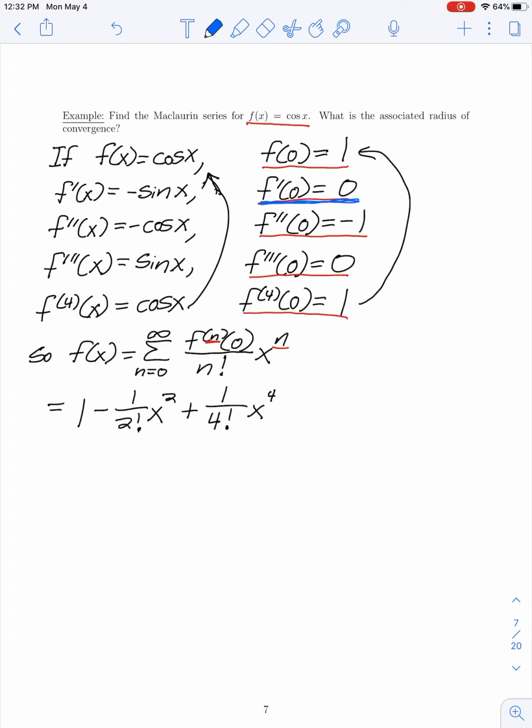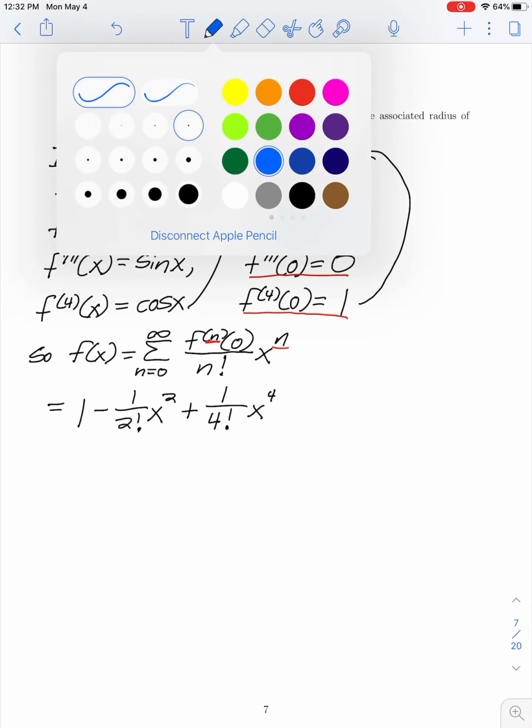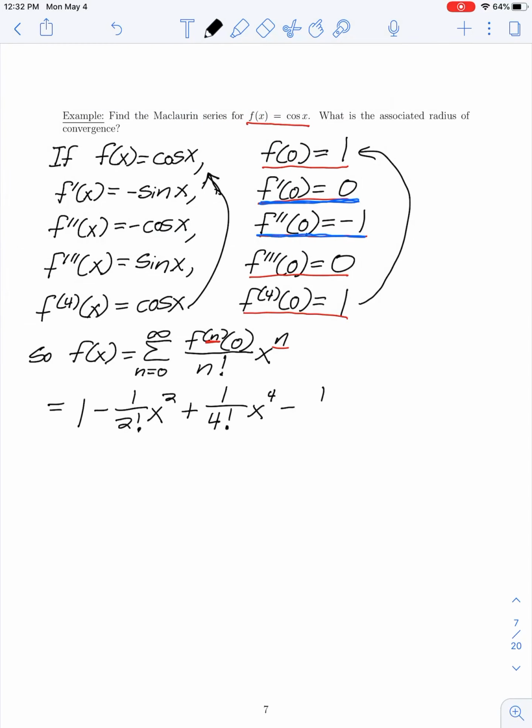And then our x to the 6th term, well, the 6th derivative of our function at 0 is the same as the second derivative at 0. So we have a negative 1 over 6 factorial times x to the 6th. And as with the last example, we start to see a pattern emerging here.